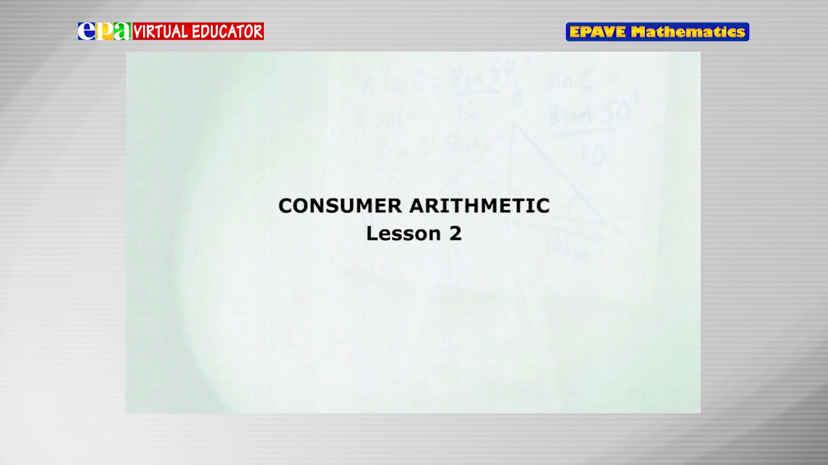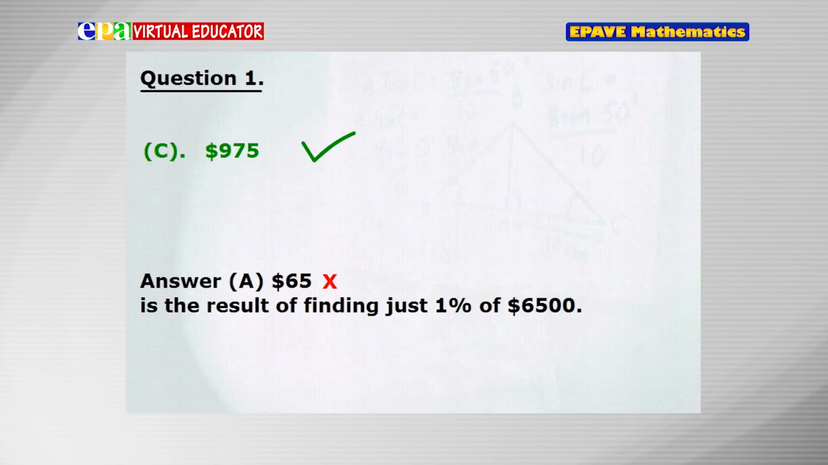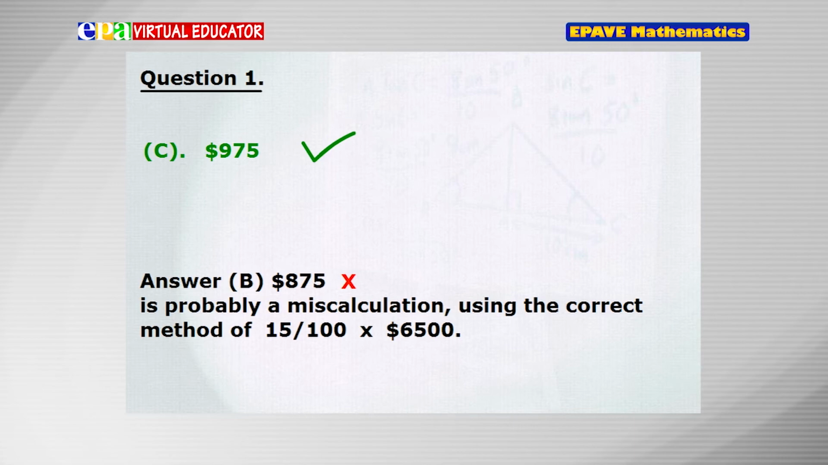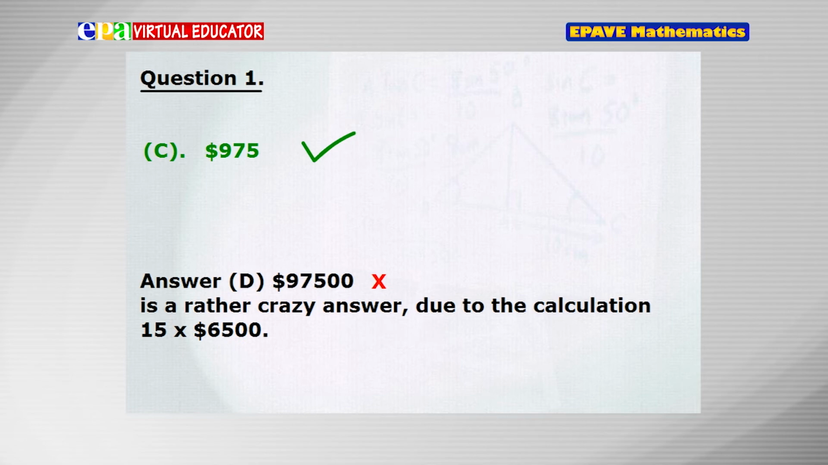Lesson 2. The correct response to question 1 is C. Answer A is the result of finding just 1% of $6,500. Answer B is probably a miscalculation using the correct method of 15 divided by 100 multiplied by $6,500. Answer D is due to the calculation 15 multiplied by $6,500.